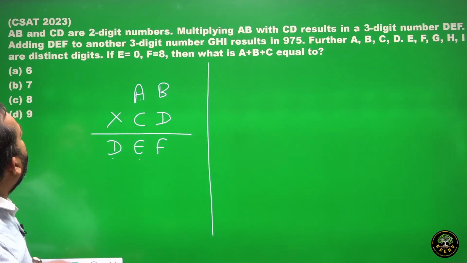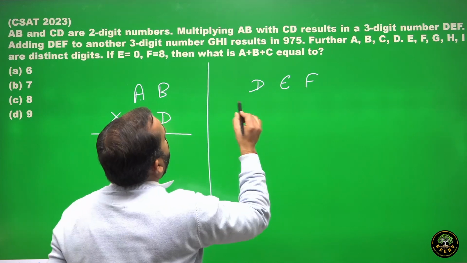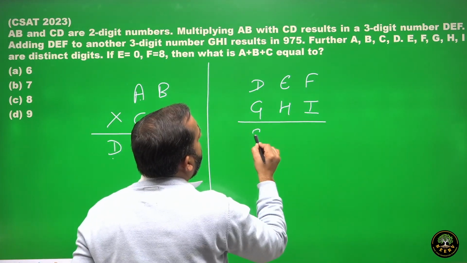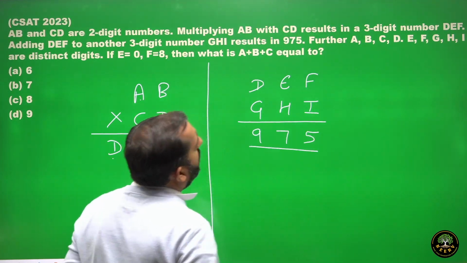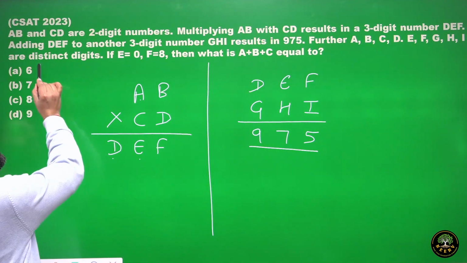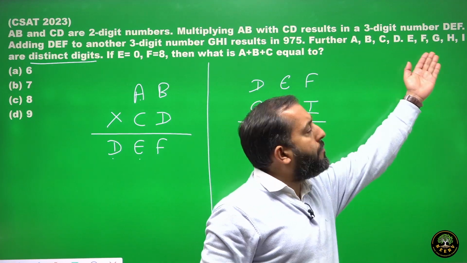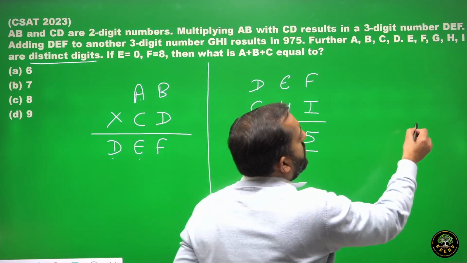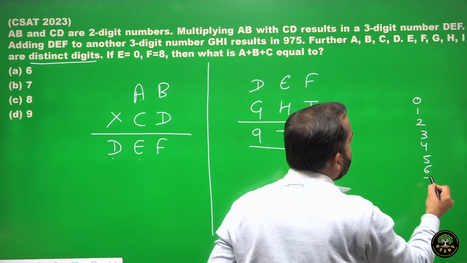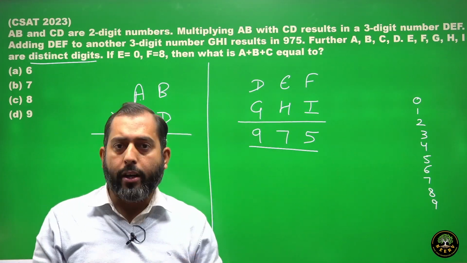Further, adding DEF to a three-digit number GHI, the result is 975. Further, A, B, C, D, E, F, G, H, I are distinct digits. They are digits. It means the values that these alphabets can take are 0, 1, 2, 3, 4, 5, 6, 7, 8, 9. None of them can take a value which is more than 9.